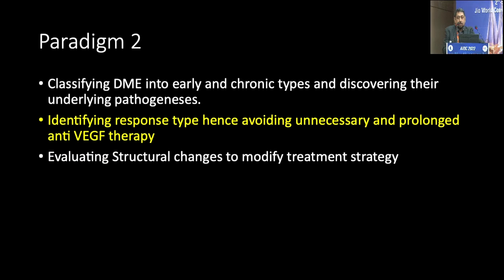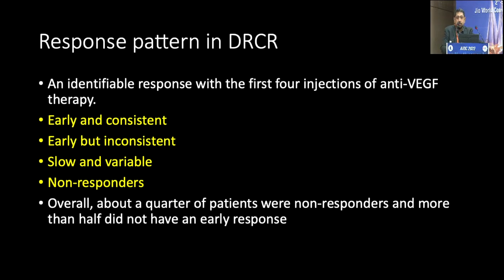The next is looking at the response. There are 4 types of responses: early consistent, early inconsistent, slow. Barring the first one, all the other 3, after 3 injections, you may feel that the patient has an anti-VEGF resistance. You may switch early, but you can imagine the second one. It responds first and then it doesn't respond. You're caught. You think it's not responding anymore. The third one, it responds slowly. By the time you give 3, nothing happens. You call it anti-VEGF resistance.